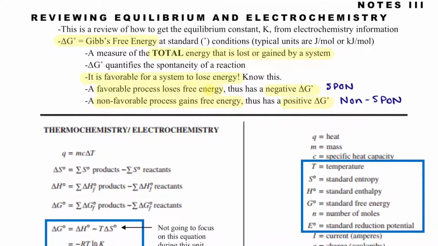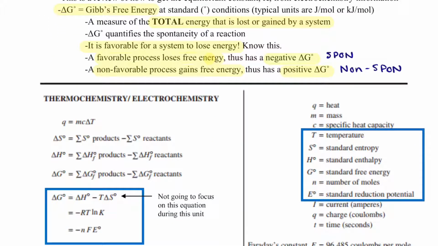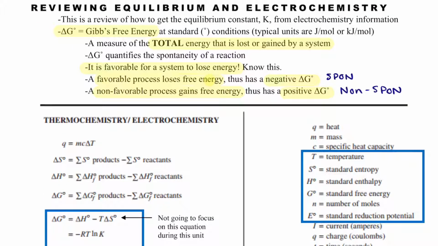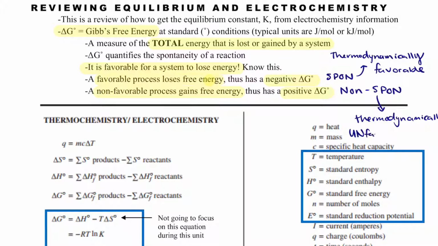And on the AP Chemistry test in May, they no longer use the terms spontaneous or non-spontaneous. However, you can use those terms. What you'll typically see is more fancy language, and spontaneous will be called thermodynamically favorable, and non-spon will be thermodynamically unfavorable. Okay, so that's just kind of some vocab.